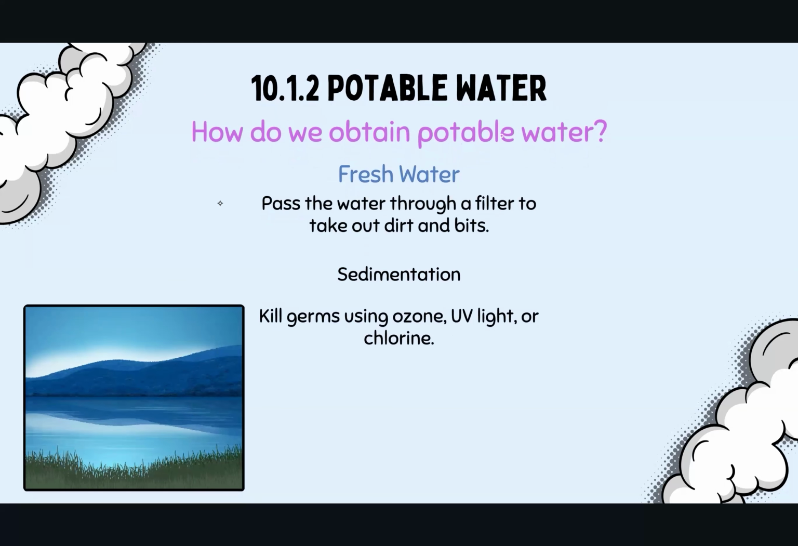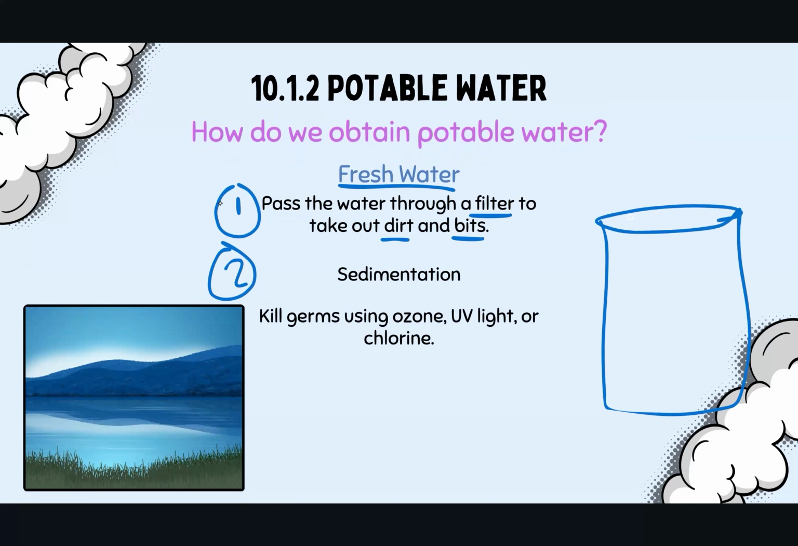So how do you obtain potable water? You get the fresh water, for example, from the river or the lake or the stream. Now you pass it initially through a filter. So filtration is step one. And what that does, it takes out the larger bits of dirt, twigs, leaves, etc. Step two is left in a container. And it's just left there still. And what happens is this is called sedimentation. All the little sediment bits, as in all the little bits that were too small to get stopped by the filter, they drop to the bottom. So all the sediment drops to the bottom.